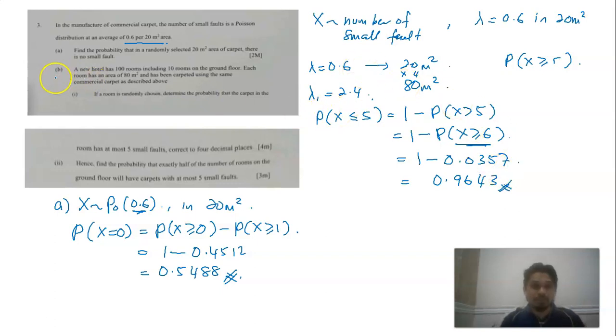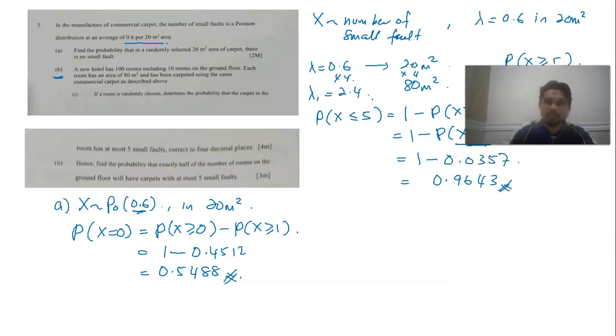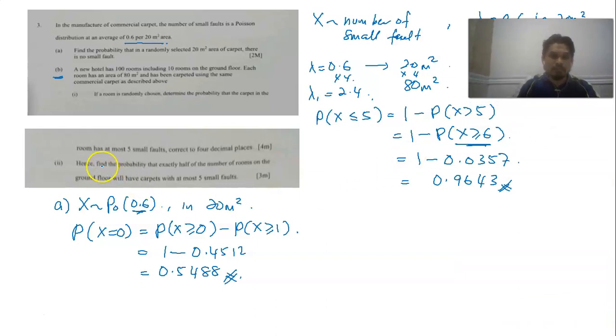Okay, so for question B, we need to make some adjustment because the area of the room has changed from 20 square meters to 80 square meters per room. So the mean, or lambda, has been multiplied by 4 and becomes 2.4. Now for question C, find the probability that exactly half of the number of rooms on the ground floor will have carpet with at most 5 small faults.